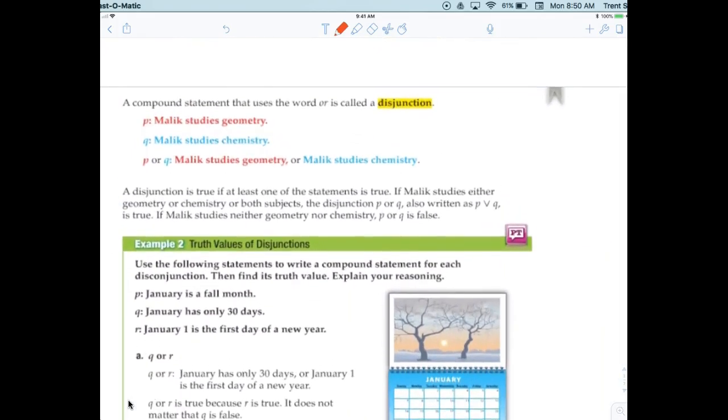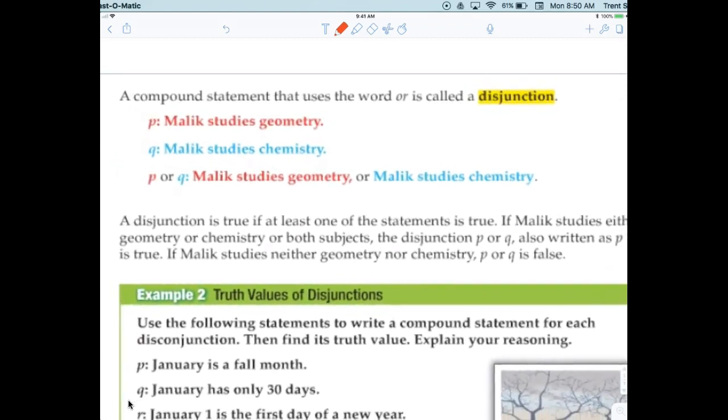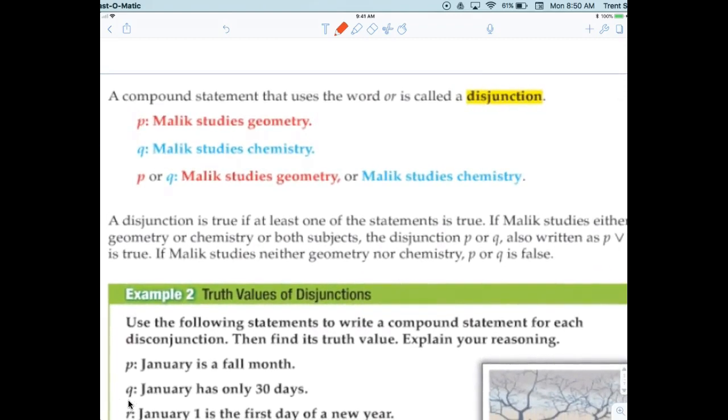A disjunction just means you have an or. I think that's from what they teach you in English, correct? It's been a while, but I think I remember going over that. So or is a disjunction.